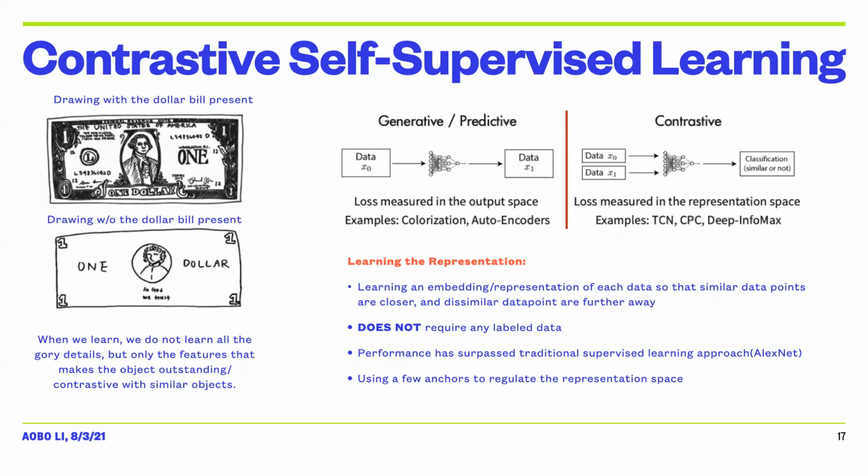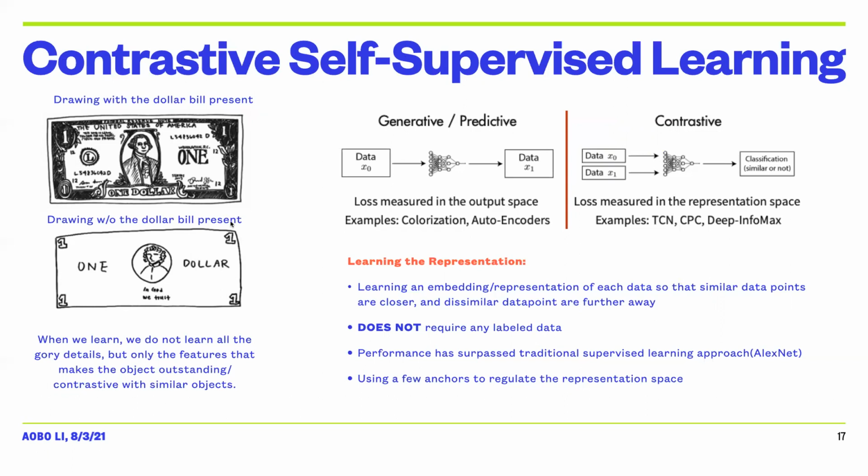Given that learning the representation is very useful, how can we actually learn the representation? And even better, how can we learn the representation without the labels of the data? In order to talk about this, we will have to go through the concept of contrastive self-supervised learning. I would like to start by talking about this using a psychological experiment.